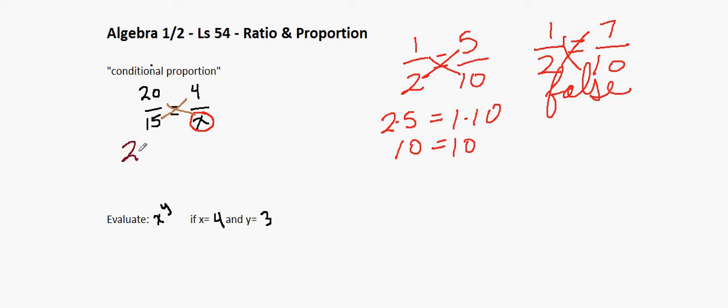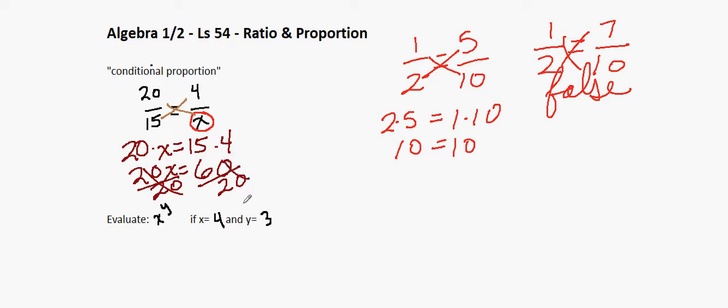20 times, I don't know, x is equal to 15 times 4. And once again, we have algebra. 20x equals 4 times 15, which is 60. Get x by itself. This is why algebra is so important, because we can use it to solve so many types of problems. 60 over 20 reduces to x equals 3.